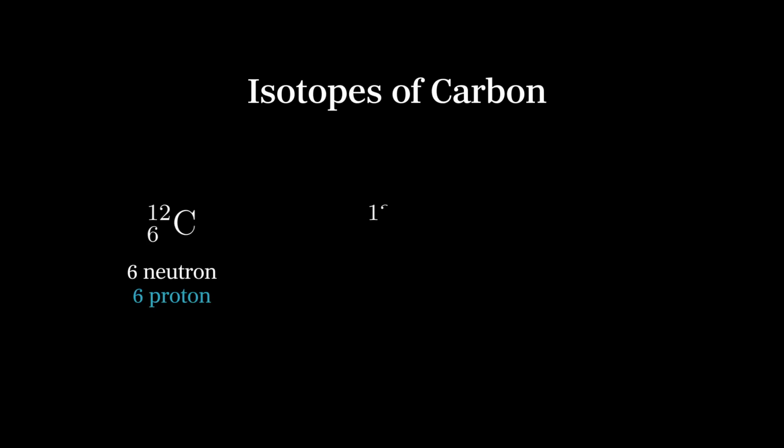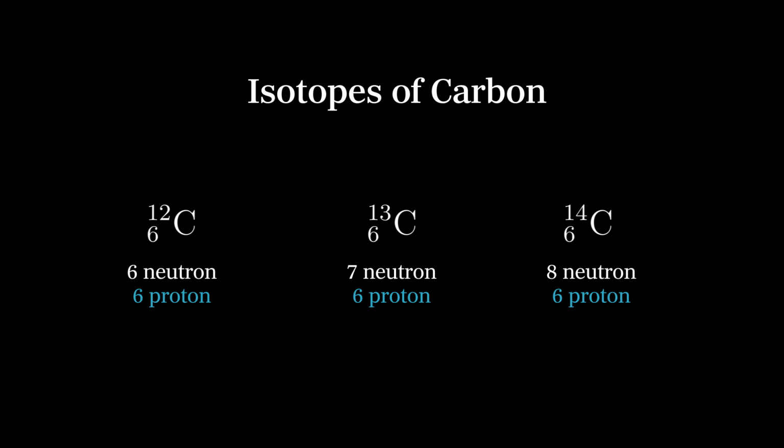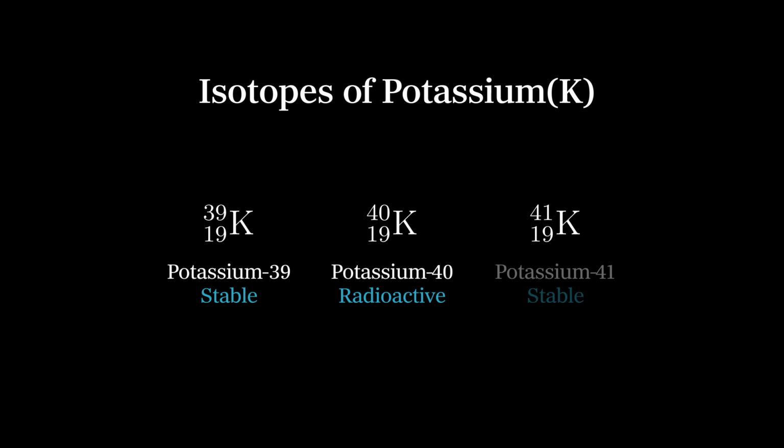Isotopes are atoms of the same element with different numbers of neutrons, hence different mass numbers. For example, carbon-12 and carbon-13 are isotopes of carbon. Potassium has 3 naturally occurring isotopes: potassium-39, potassium-40, and potassium-41.